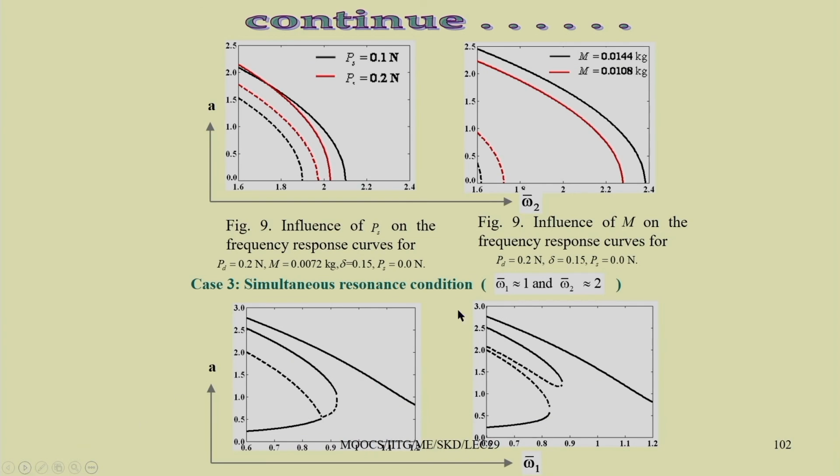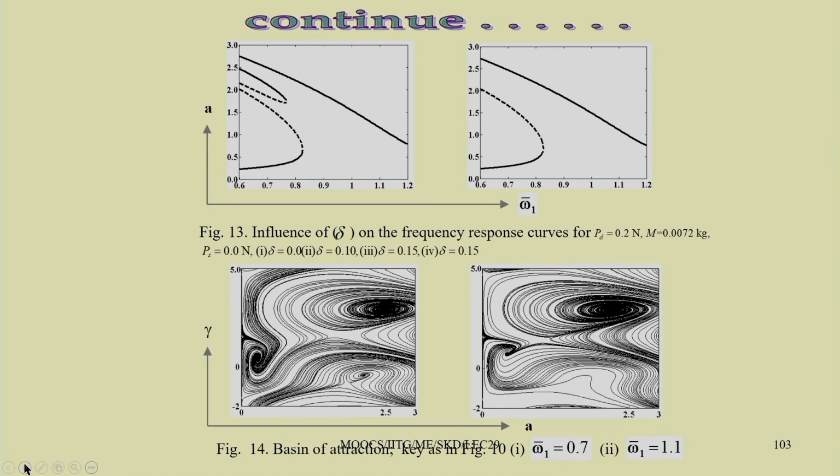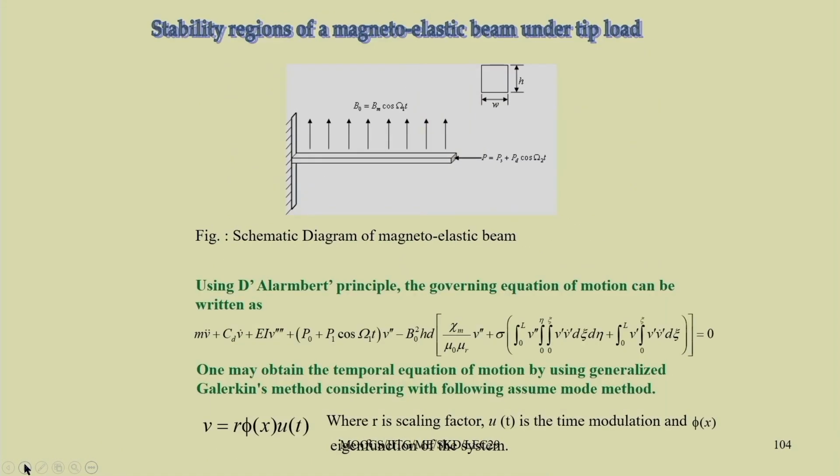So, in case of simultaneous resonance, omega 1 nearly equal to 1 and omega 2 nearly equal to 2, we have a combination of these, but the trivial state no longer remains stable and it is shifted. This curve is shifted and we can have multiple branches. Due to the presence of multiple branches, one has to study the basin of attraction.